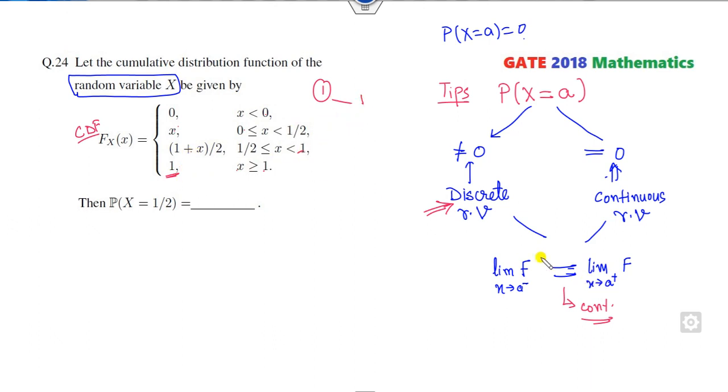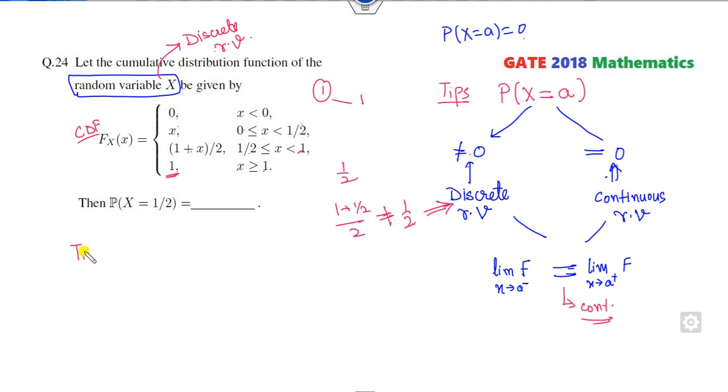It's again the same. Look at the half. The left hand limit is half, the right hand limit is different. Now you can see which is not equal to half. It means this X is a discrete random variable. Fine. So once it's a discrete random variable, this answer will not be 0. Clear? How you can find that?